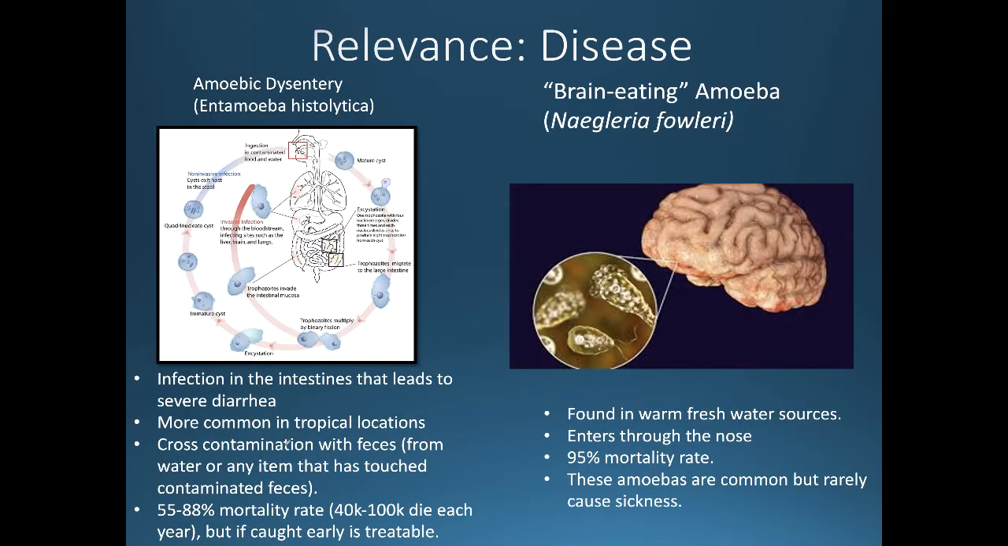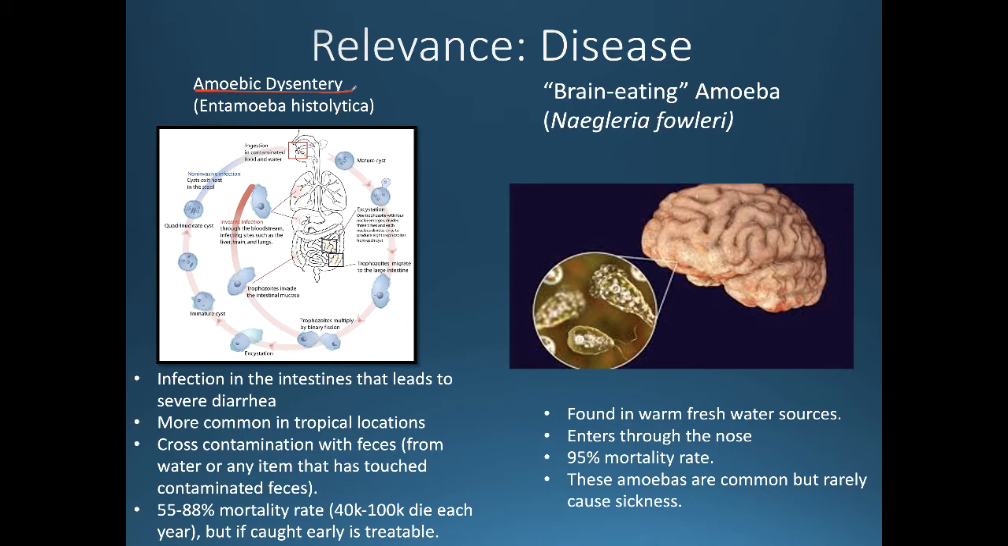Some relevance: there are 2 diseases that are linked to a type of amoeba. The first one is the Entamoeba histolytica that we talked about on the last slide. And this leads to something called amoebic dysentery. Essentially, amoebic dysentery is an infection of the intestines, and they begin to break down the cells of our intestines, and this will lead to severe diarrhea. It's much more common in tropical locations and areas where there's poor sanitation. The way one gets this is by cross-contamination with feces, because this amoeba is found in feces.